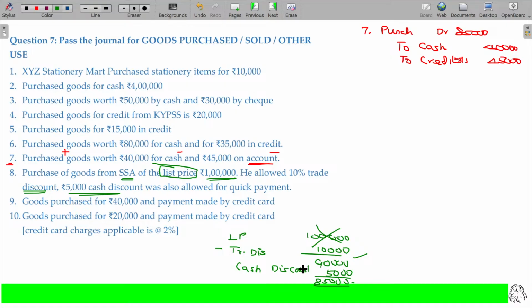How will I now record? This is the final payment, cash or bank, whatever it may be. This is the final payment.